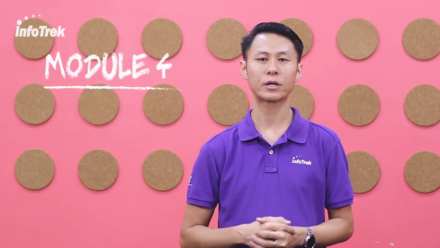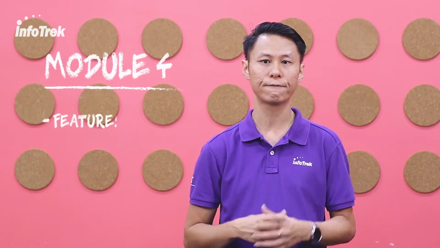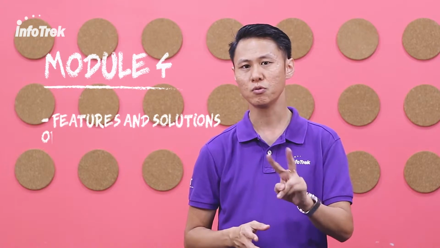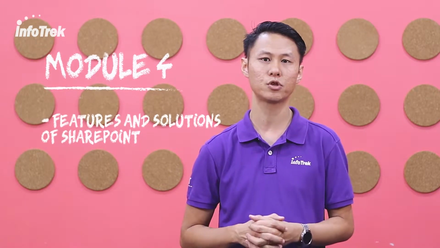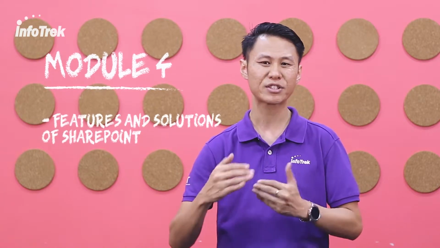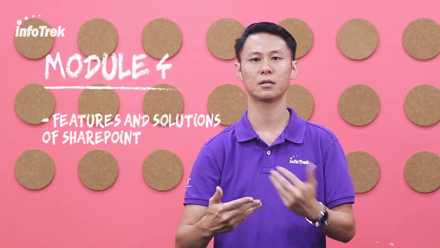Now, module 4, we're going to look into an overall of the features and solutions, the two core elements when you compile your SharePoint solution in your Visual Studio. You need to understand what's the difference between a feature and a solution. So once we package them, when we publish, what do we get? So that's what you're going to learn in module 4.